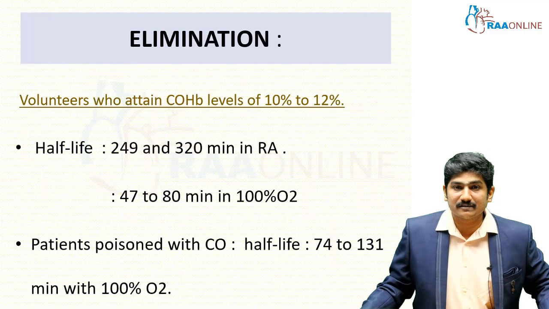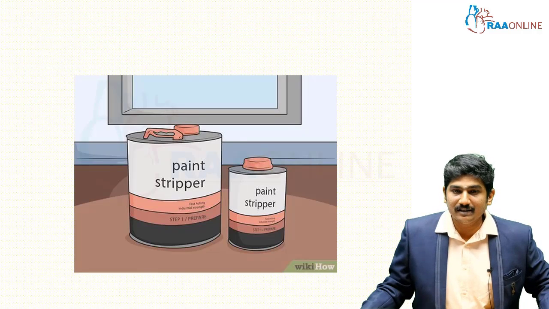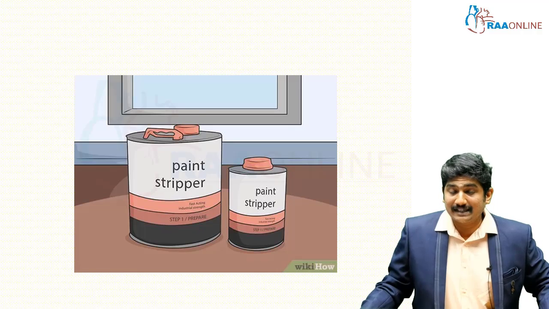Elimination. There were studies conducted with volunteers who attained a carboxyhemoglobin level of 10 to 12%. In such people, the half-life was 248 to around 320 minutes in room air, and when you administer 100% oxygen at 1 ATM, it is 47 to 80 minutes. In patients poisoned with a higher dose of carboxyhemoglobin, the half-life will be around 74 to 131 minutes with treatment of 100% O2.